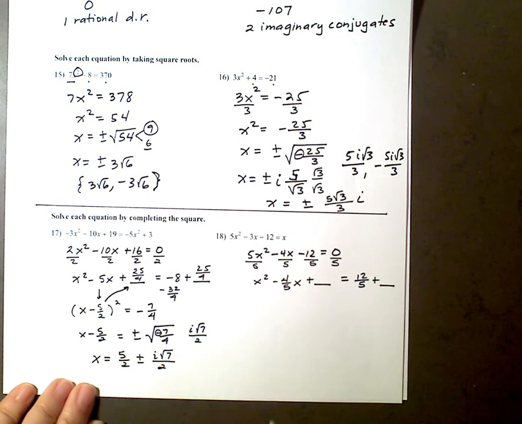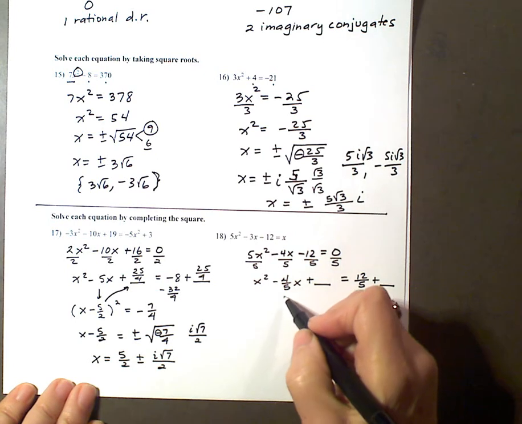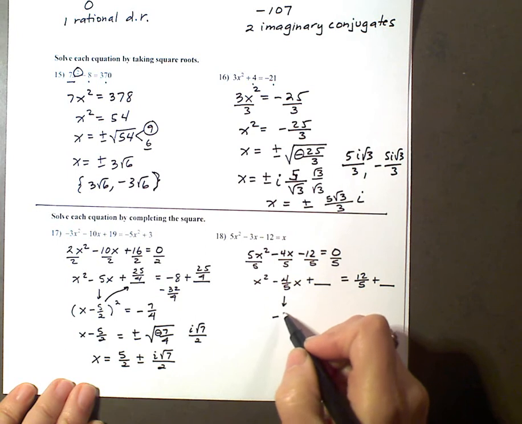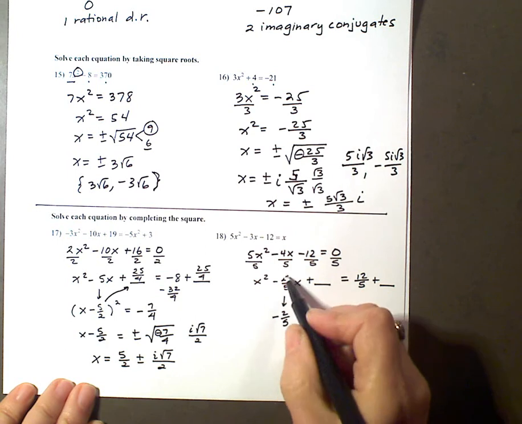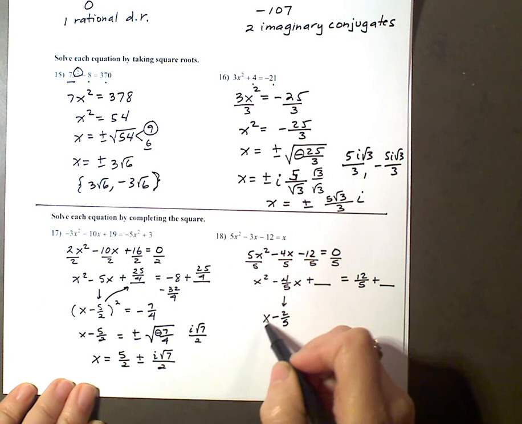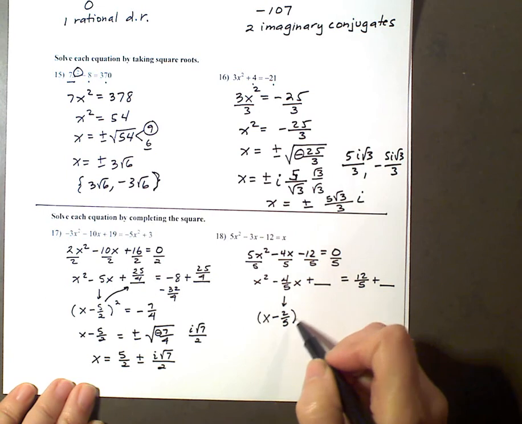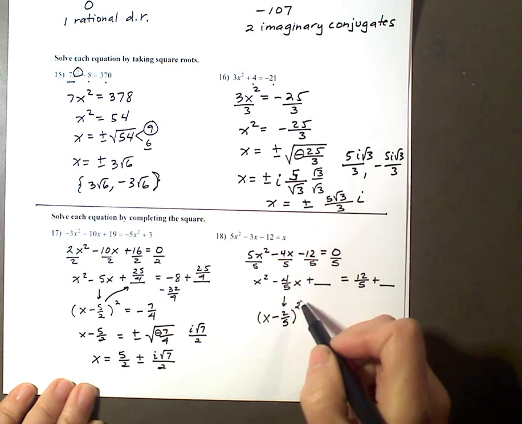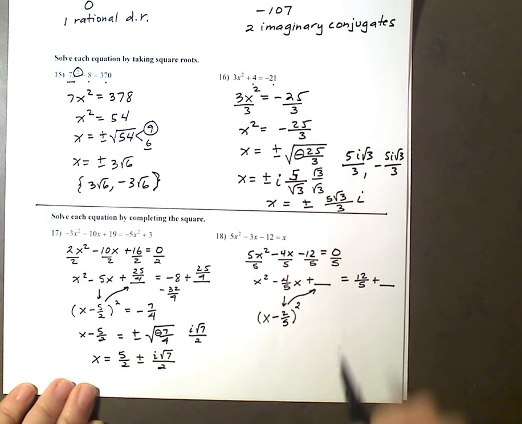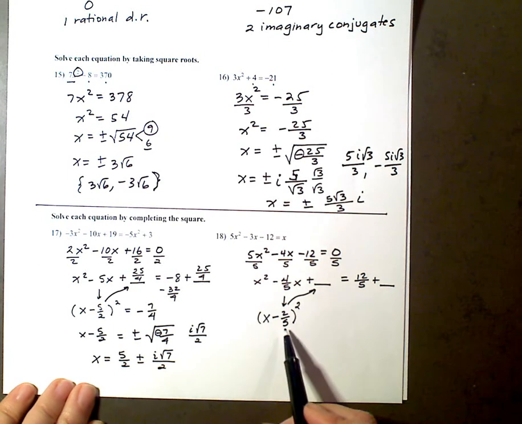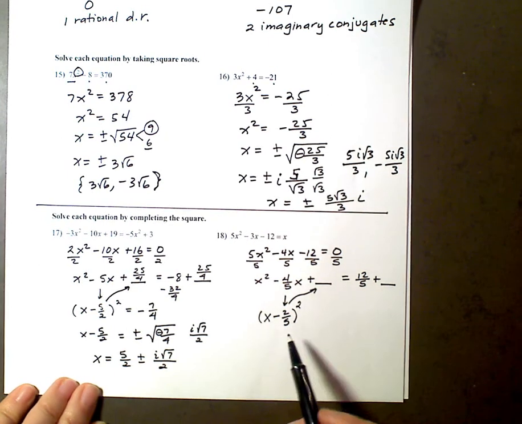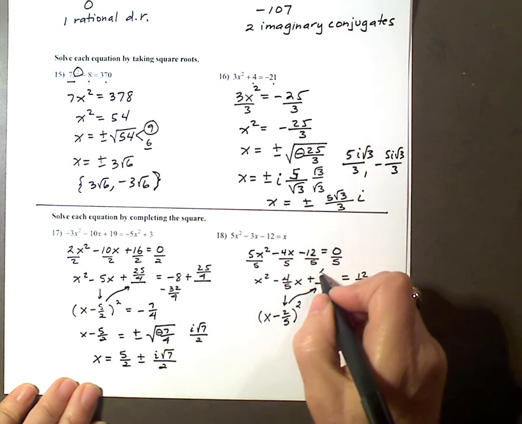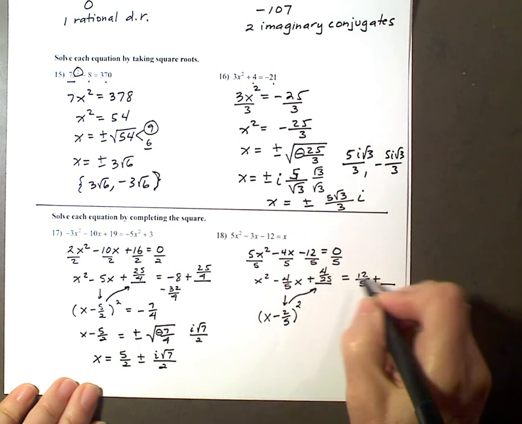So half of negative 4/5 is negative 2/5. Right? Half of 4 is 2. So that's even. So I get x minus 2/5 quantity squared. So when I write the trinomial, I'm going to square that negative 2/5. So I'll get 4/25. It has to be added on both sides.